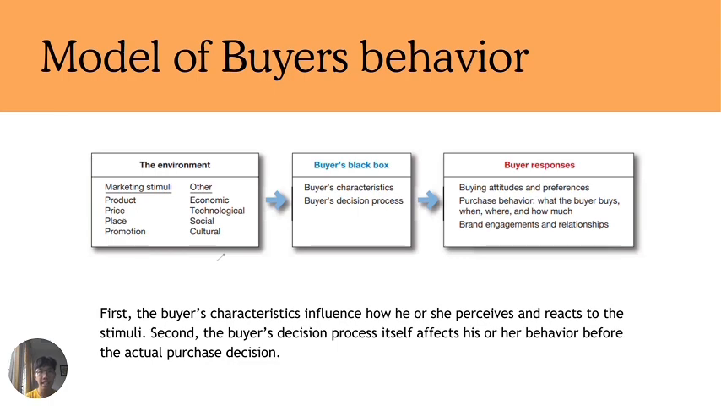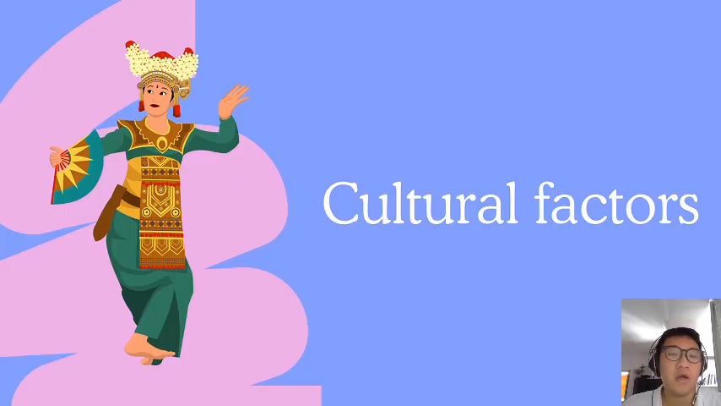So here on the screen is the model of buyer's behavior. First, the buyer's characteristics influence how he or she perceives and reacts to the stimuli. Second, the buyer's decision process itself affects his or her behavior before the actual purchase decision. So we're talking about cultural factors.